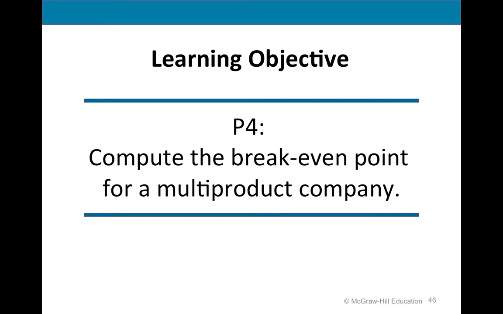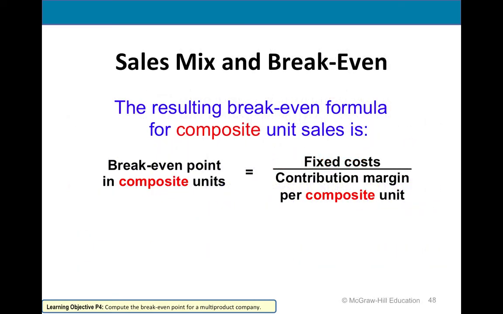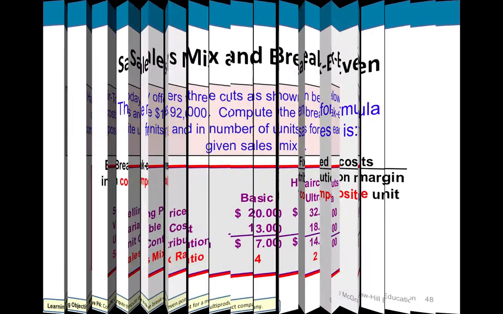Now, if you're a multi-product company, like most companies, you don't just sell one product. What you want to do in CVP, cost volume profit, is replace contribution margin with a composite unit, specific numbers of each product proportionate to the sales mix. So we see here the resulting break-even point for composite unit sales: composite units equal your fixed cost divided by the contribution margin per composite unit.